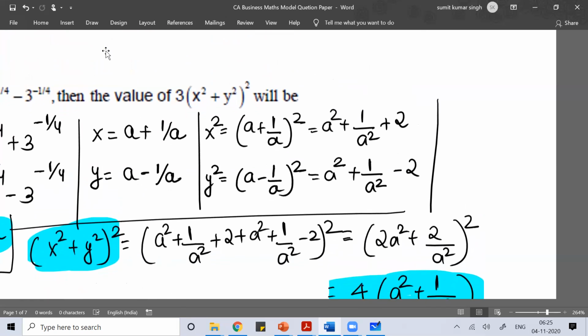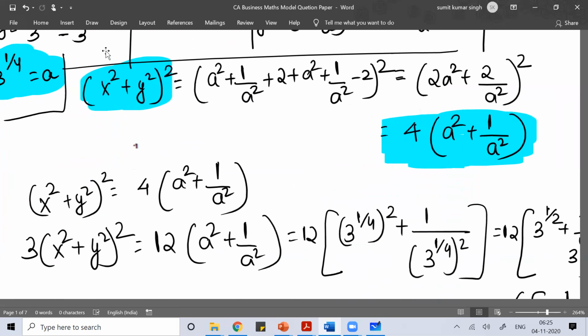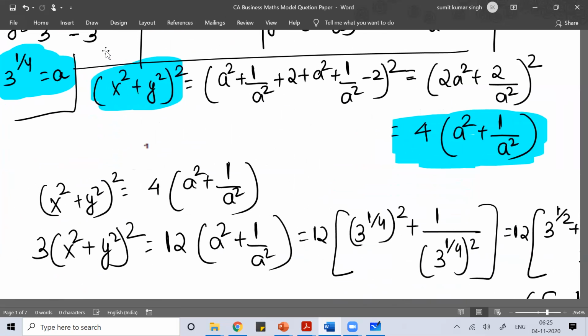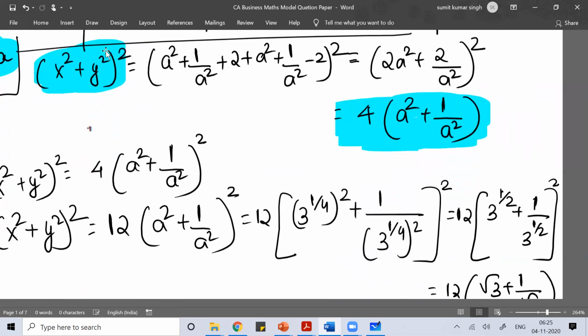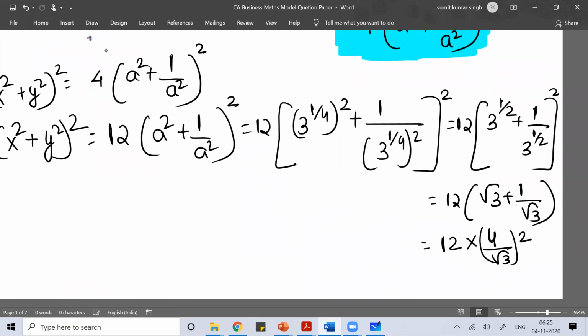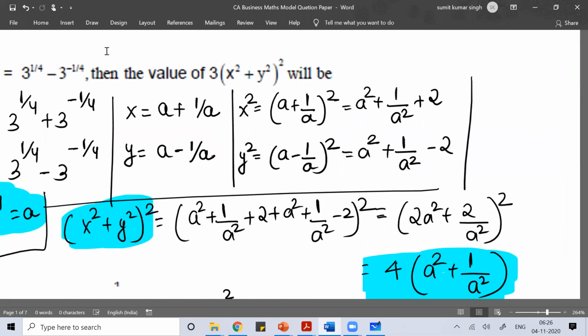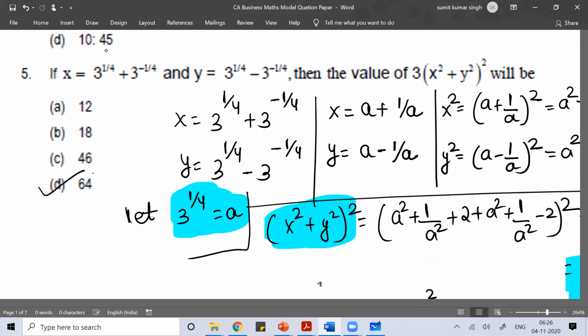Okay, so you wanted x square plus y square whole square, the square you wanted. So this will be 12 into 16 by 3. You'll get 64. So the answer for this problem would be 64. The fifth one, the answer for this problem would be 64.